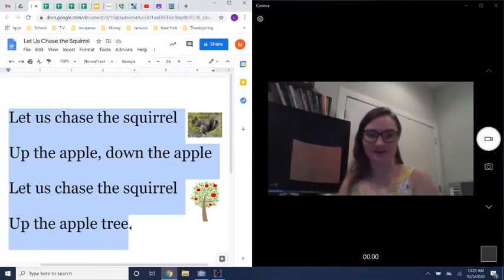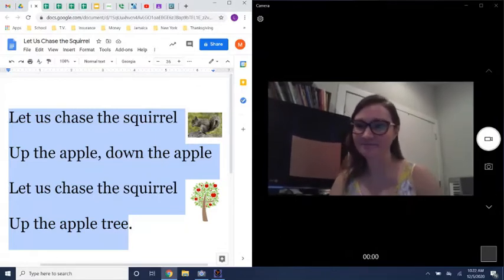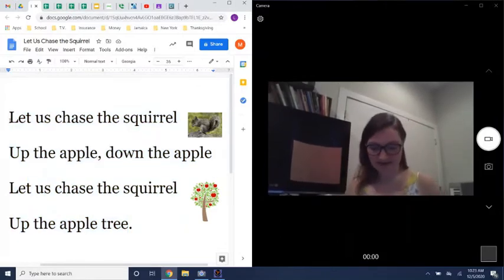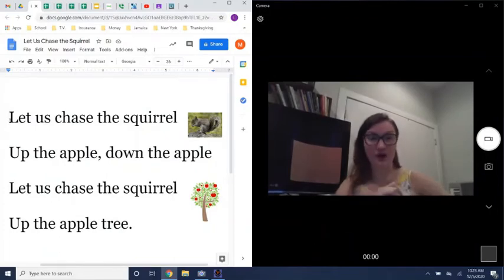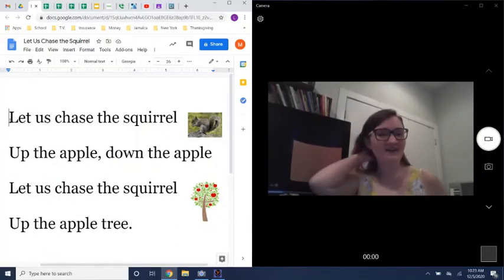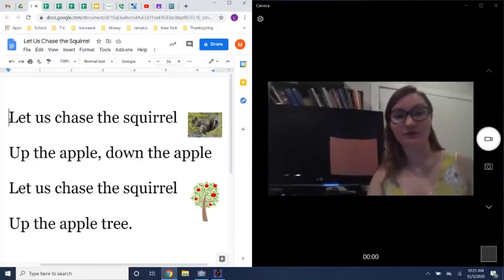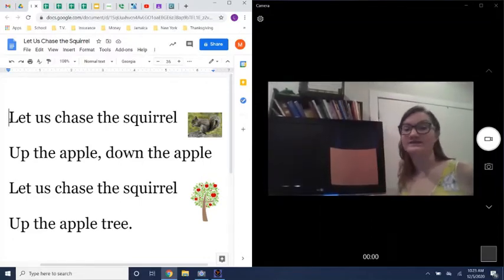Nice work learning that song with me, 2nd grade. All right, while we're singing this time, I am going to draw however many beats I hear as we sing. So I'm going to draw the beats as we sing. Get ready.